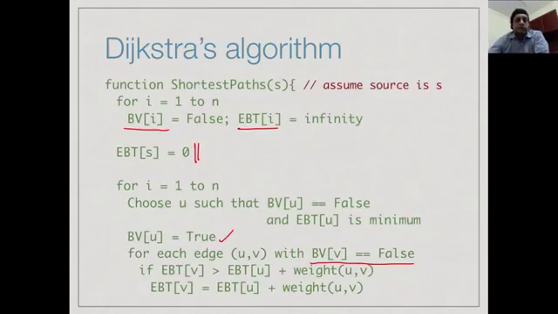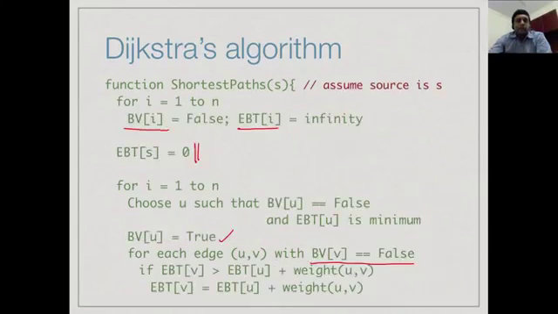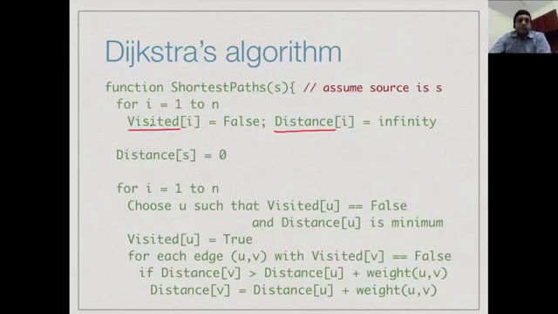So in our actual algorithm, burnt and expected burn time have a natural interpretation. Burnt is just visited. When we have visited a vertex, we have burnt it. And the distance is just the expected burn time. So we can just rewrite exactly the same algorithm, where BV has been replaced by visited and EBT has been replaced by distance. So we set visited to false, distance to infinity, start with the initial distance to the start vertex being 0, and then repeatedly, for each unvisited vertex with minimum distance, set it to be visited and update its neighbors. This is Dijkstra's algorithm for single source shortest paths.